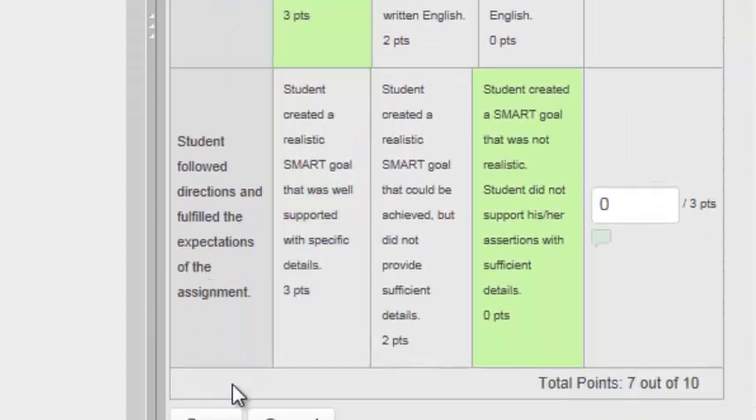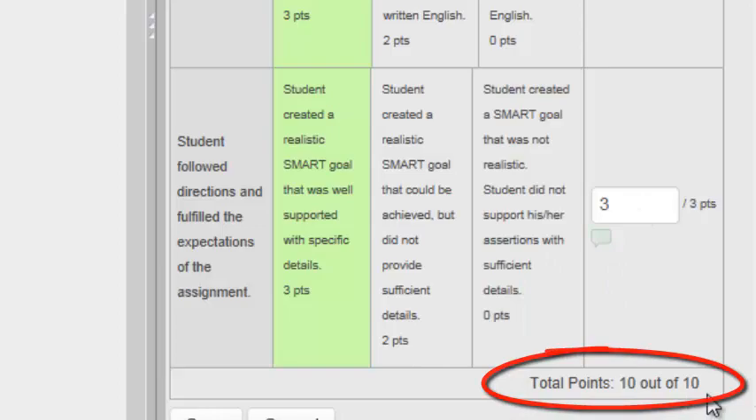The next one says, student followed directions and fulfilled the expectations of the assignment. The student absolutely fulfilled the expectations of the assignment. They created a goal that's realistic and achievable and is something that they can obviously use in the future and are planning to use and have thought through. So this first one here said, student created a realistic SMART goal that was well supported with specific details. That is exactly what the student did. So I click on this box and it awards the student 3 out of 3 points for the total points of 10 out of 10.